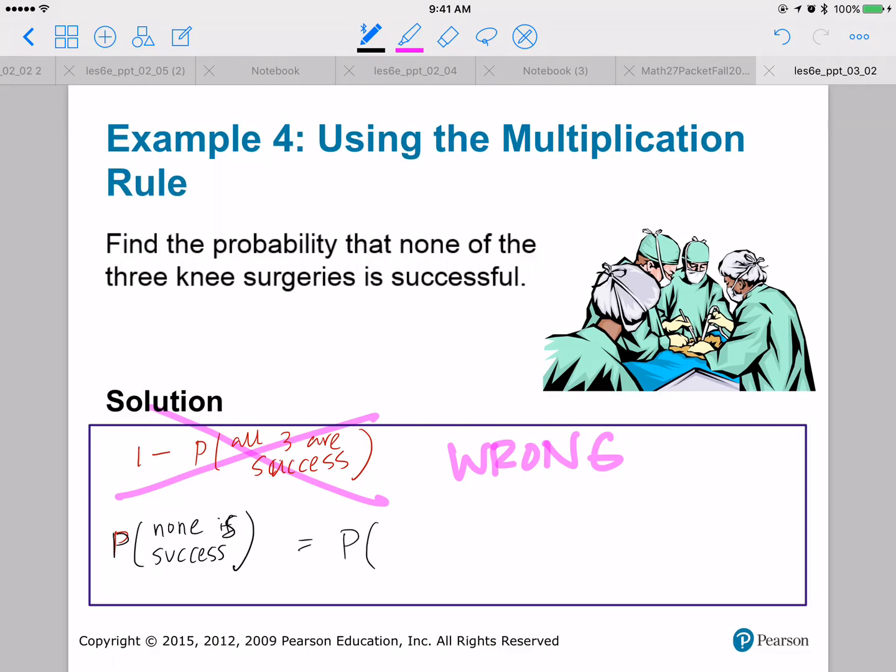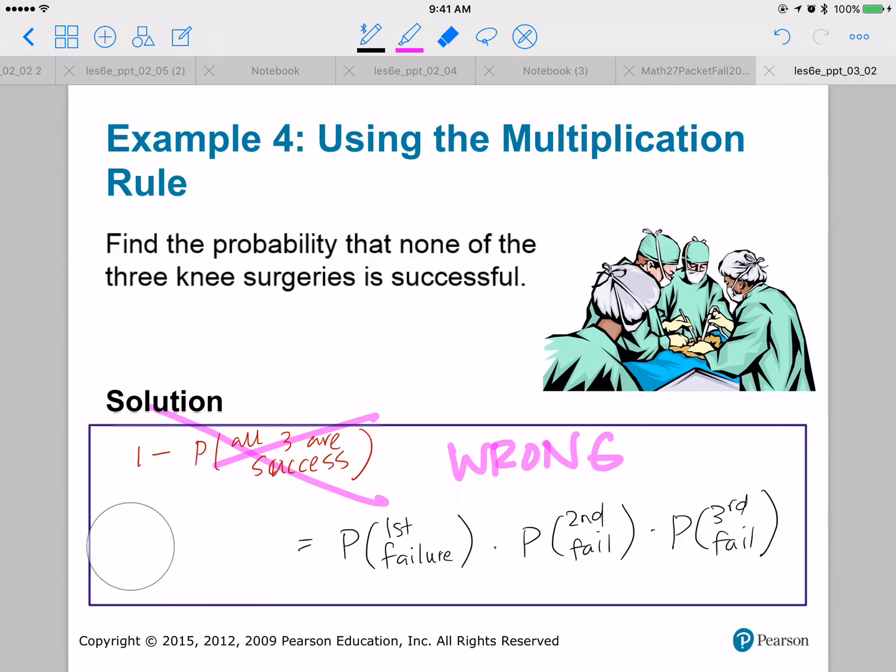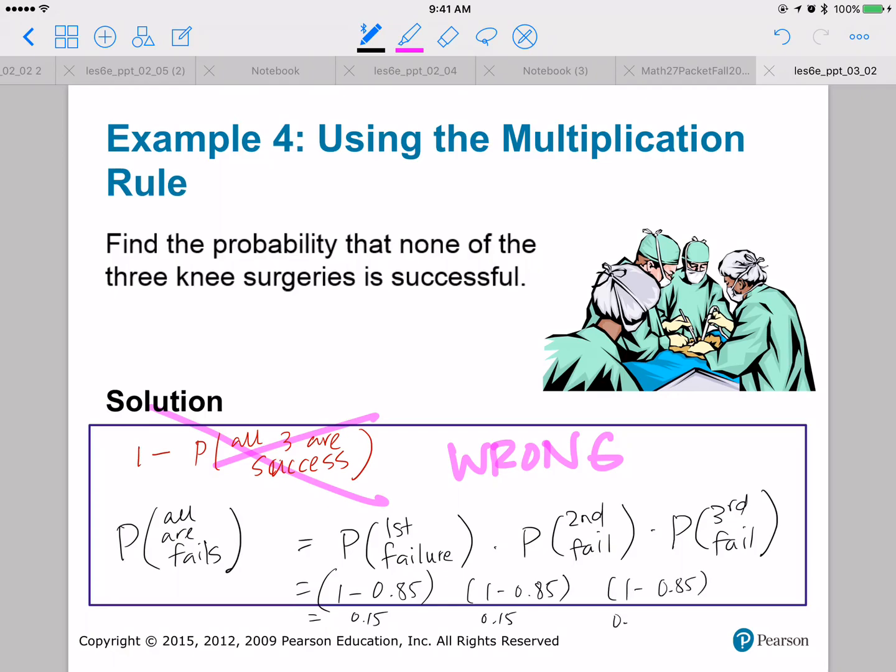is going to be the probability that the first one is a failure, times the probability that the second one is a failure, times the probability that the third one is a failure. Okay, because the probability that none is a success is the same thing as the probability that all are failures. Now what is the probability that the first one is a failure? It's going to be 1 minus 0.85 because the probability of success is 0.85. So 0.15 is going to be the probability of failure, and that's going to be true for each one. 1 minus 0.85, and then 1 minus 0.85, and then 0.15, 0.15.